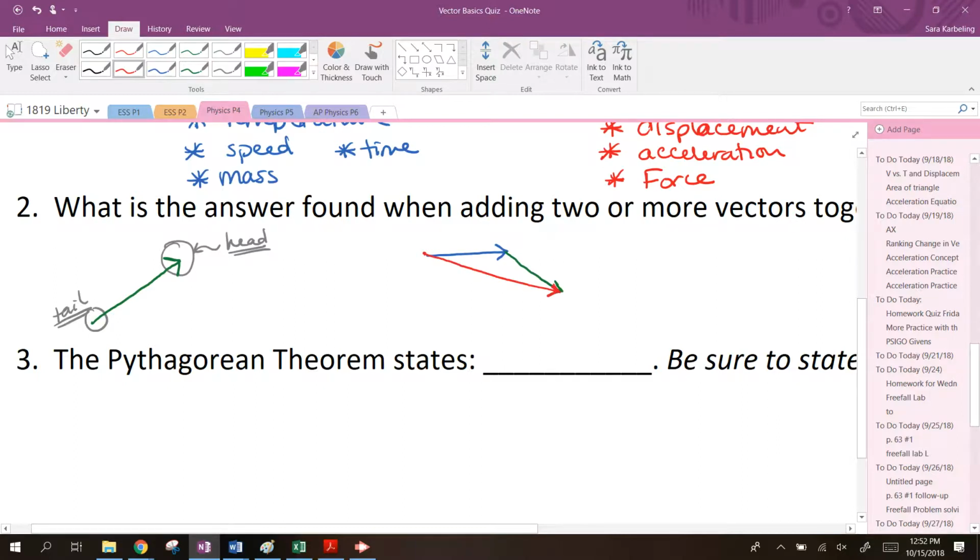Okay, this red path is the same as the blue plus the green. When I add the blue plus the green together, I get the red, and the red is what we call the resultant vector. We get that by adding vectors, and we do that by arranging them head to tail.